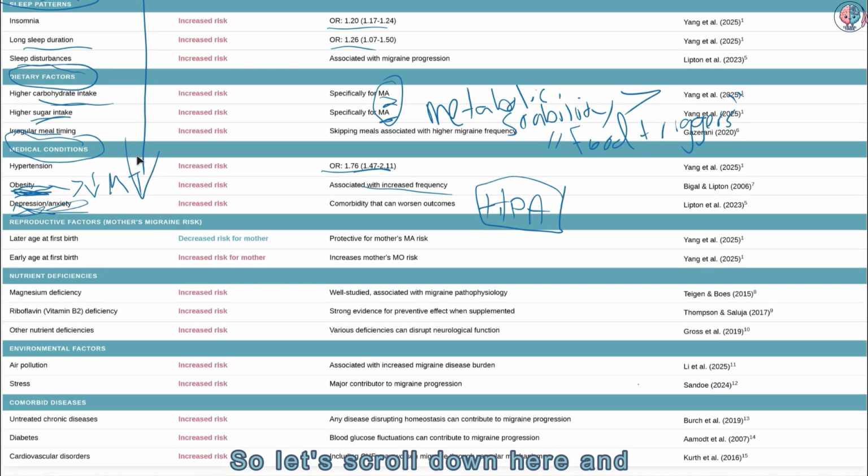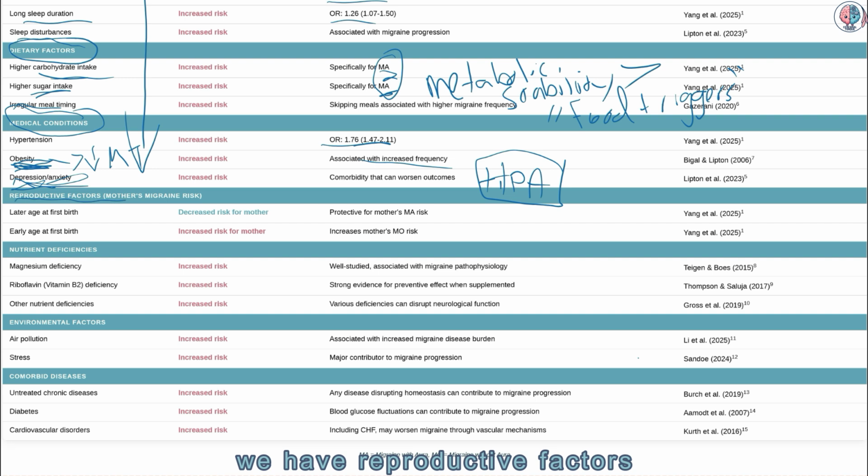So let's scroll down here and we have reproductive factors. Now, this will be about the mother's risk. It's not something that the mother does to the baby. It's about the mother's migraine risk. So reproductive timing influences a woman's migraine risk profile. The later age at first birth actually offers protection against migraine with aura, while early age at first birth increases risk for migraine without aura. And this likely relates to lifetime hormonal exposure patterns, specifically with estrogen.